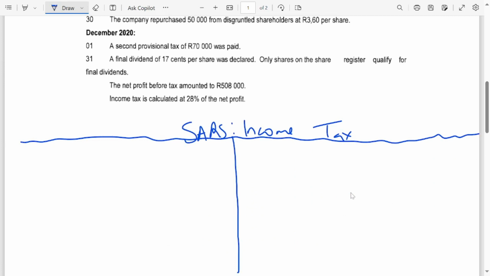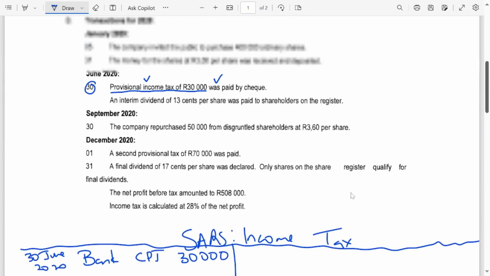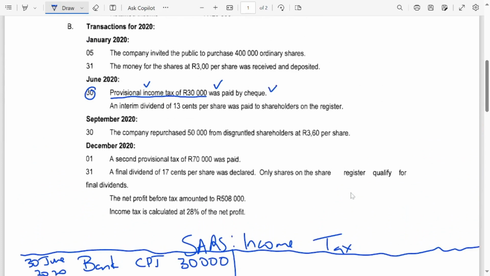So if we paid the income tax, we need to come and record that on the debit side of the Sars income tax. So right bank. Because we made a payment, it's going to be CPJ. We made a payment of how much? 30,000. Alright? So we're done with this one.